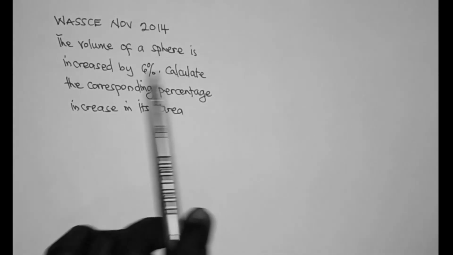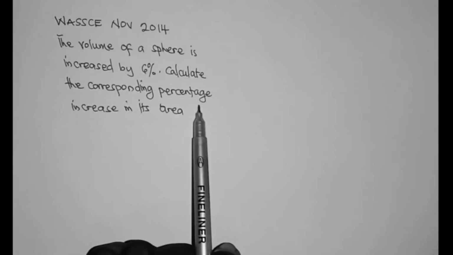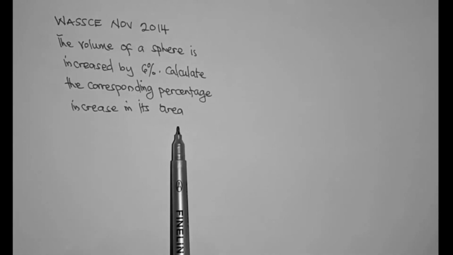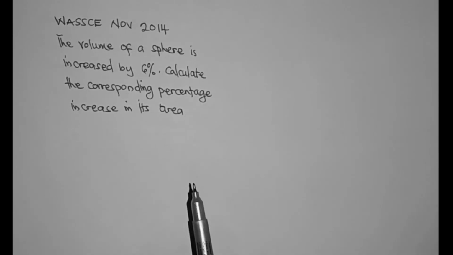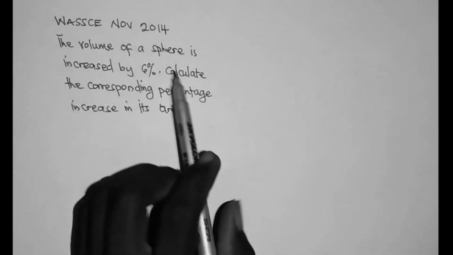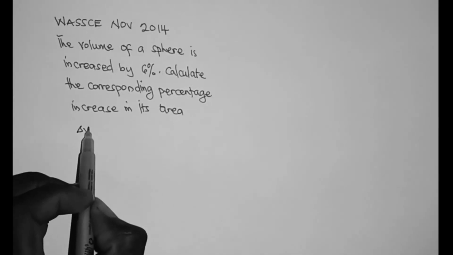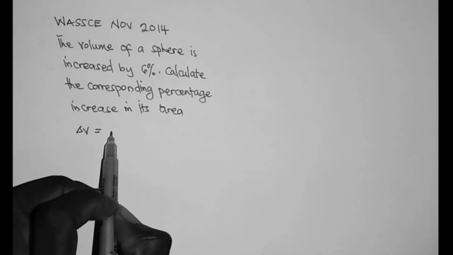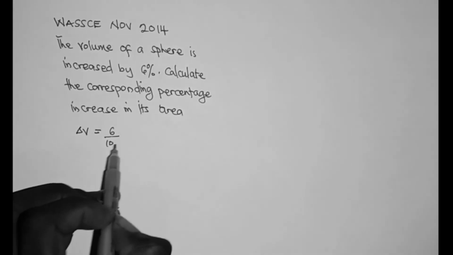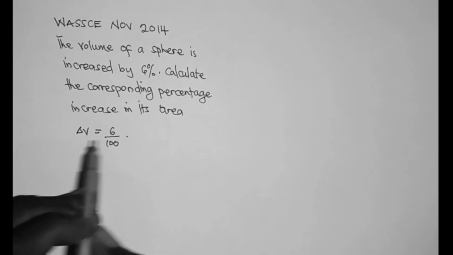The volume of a sphere is increased by 6%. Calculate the corresponding percentage increase in its area. So the volume is increased by 6%. So what is the increase in volume? It is just 6 over 100 times the original volume, V.